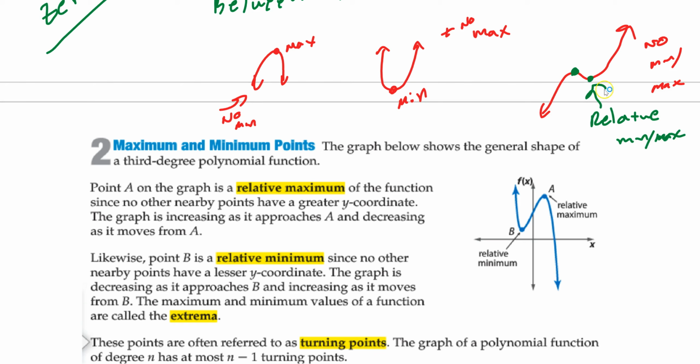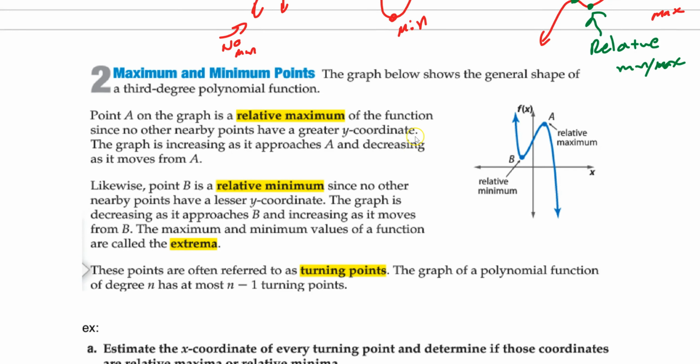Because they're within the low area, it's the max and the min. So that's what we're going to focus on right here. Right there's a relative max, little hill. That's a relative min, low valley.